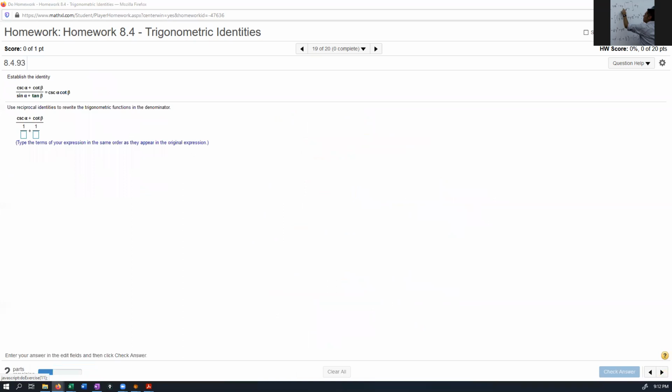Quick pause here. Okay, on this one, we've got cosecant alpha plus cotangent beta. Okay, so this is the first time we've had different variables in here. Sine alpha plus tangent beta. Show that that equals cosecant alpha cotangent beta.